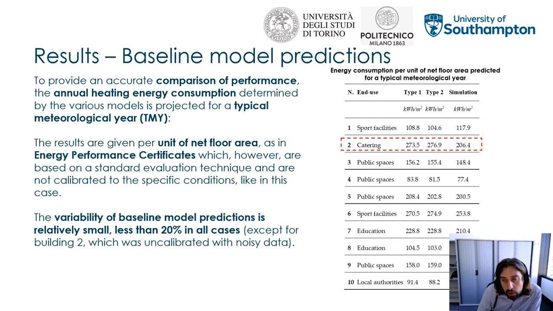So if we take this calibrated model and we compute the output in terms of annual heating consumption with a typical meteorological year, this is what we would normally do if we have to simulate the building behavior for code compliance, we get at the end very, very similar results. So these are the results achieved by the more detailed calibrated simulation, and the ones by type 2 and type 1 models, and you see that there is a relatively small difference, maximum 20% in all the cases, except for building 2, which was one of the uncalibrated ones.